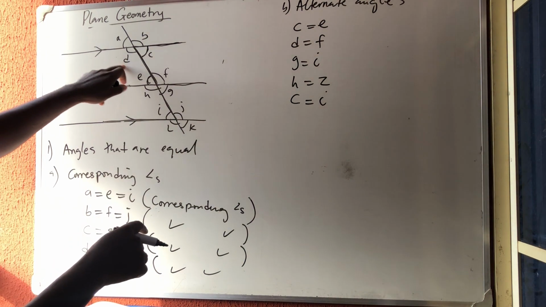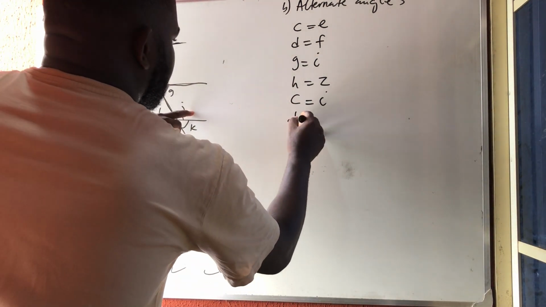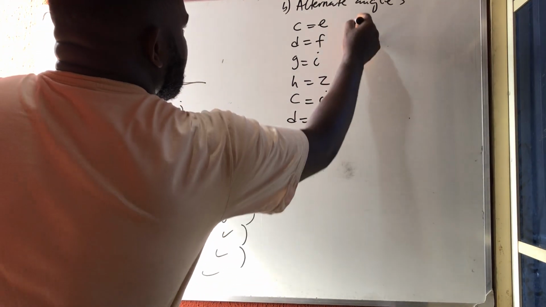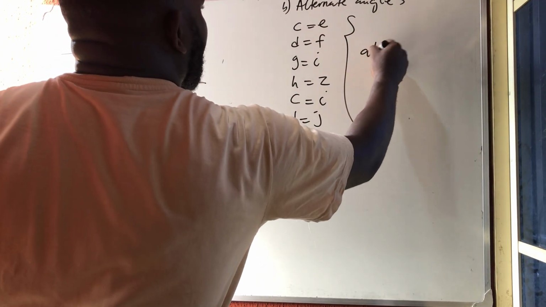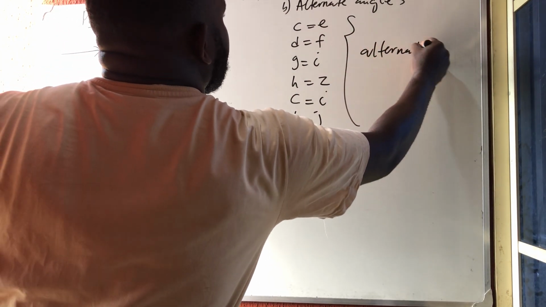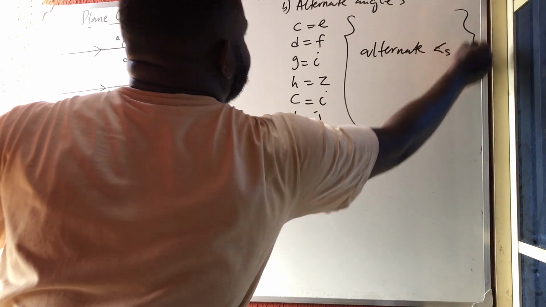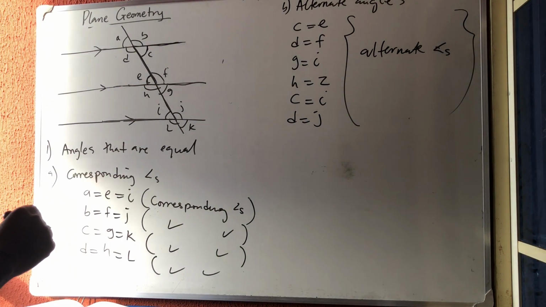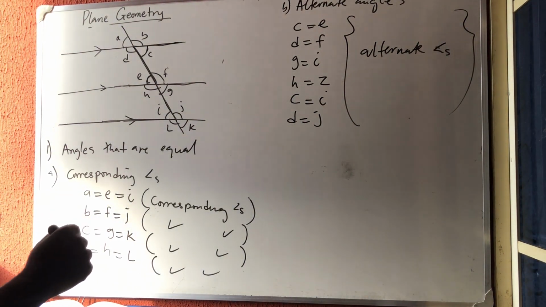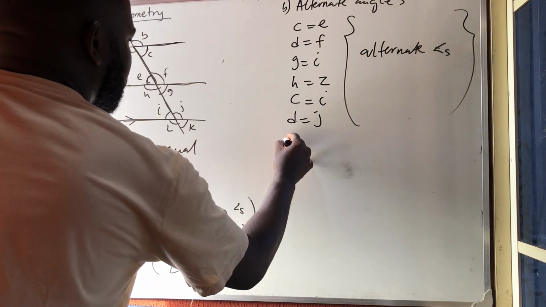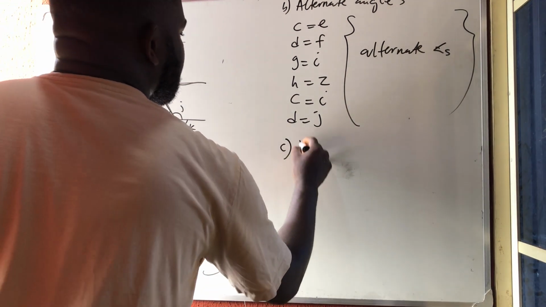So angle D is equal to angle J. So angle D is equal to angle J. So my reason for all these things is alternate angles. Okay? So that is that for alternate angles. Now the next angles we look at that are equal are called vertically opposite angles.